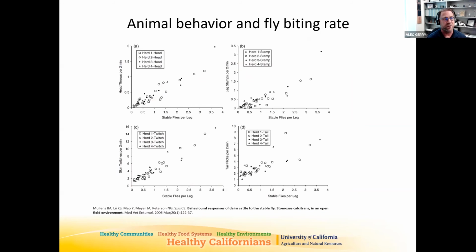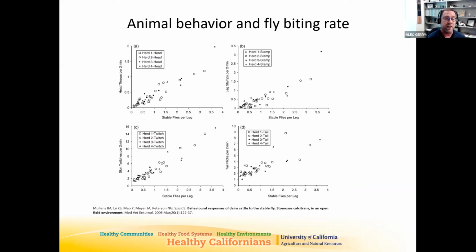What this figure shows you, this is 4 separate figures, but all of them tell the same story. On the x-axis of all 4 of these is stable fly numbers. So as we move from the left to the right, we're increasing in numbers of stable flies on the legs of animals. And the y-axis is essentially the number of behaviors that the animal is expressing. And so what we can see is that as the stable fly numbers are increasing, the number of behaviors that the animal is expressing to try to throw off the flies is also increasing.